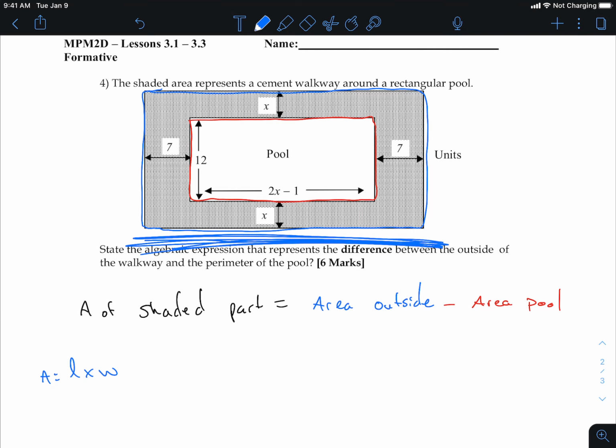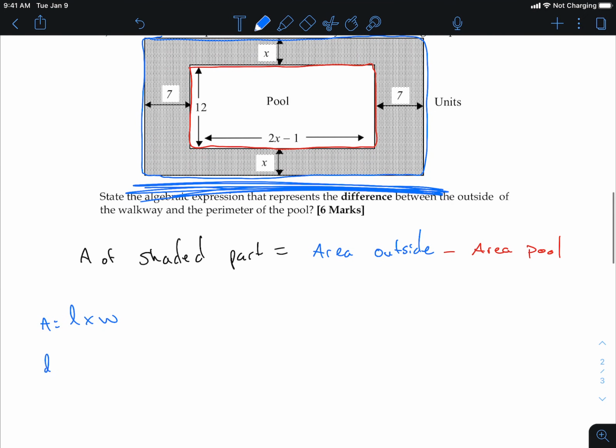How do I figure that out? I heard somebody say it. So the length is going to be 2x minus 1. Is that it? No. What else do I have to add? Plus 7 plus 7. Right? That adds these two pieces to the end. So you have your 2x plus 7. That only takes you from here to here, though. Then you got to add the other two 7s.